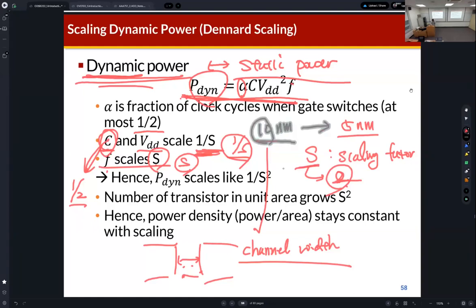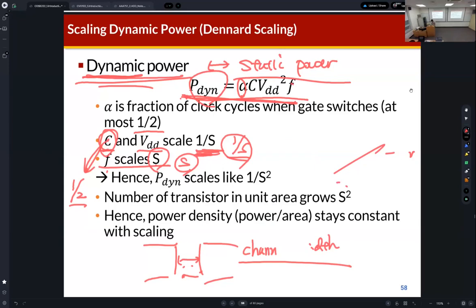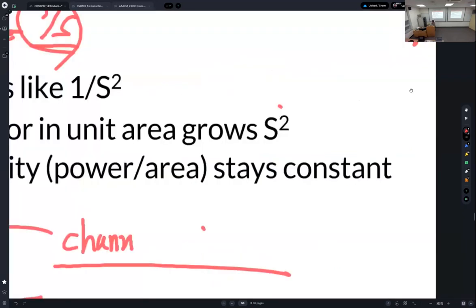Then we can calculate the power consumption of the same circuit for the better semiconductor technology. So P is, oops.